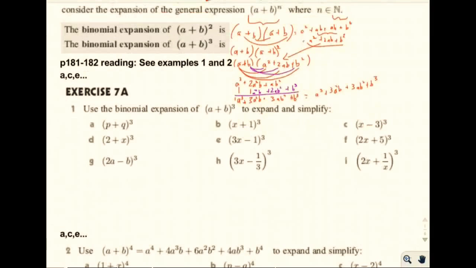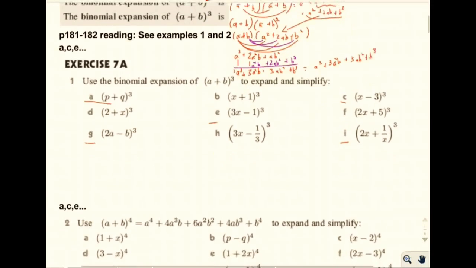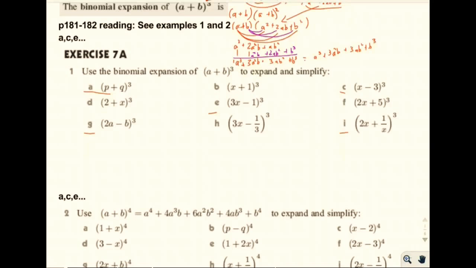Okay, so use the binomial expansion of a plus b cubed to expand and simplify. And so now whenever we have something in the form a plus b cubed, we don't need to go through and multiply everything. All we need to do is figure out what a is, figure out what b is, and then substitute everything. And then, for the p plus q case, it's very easy, right? So our p is actually a and q is actually b, okay?